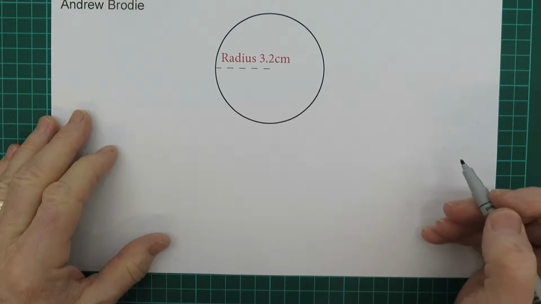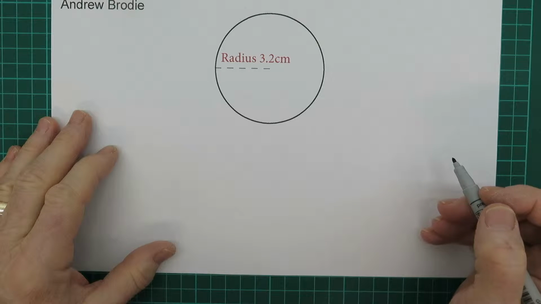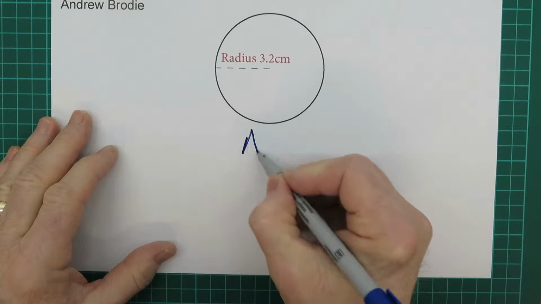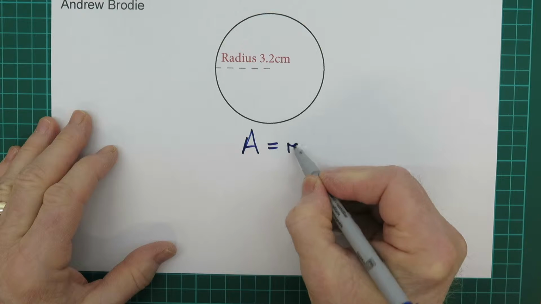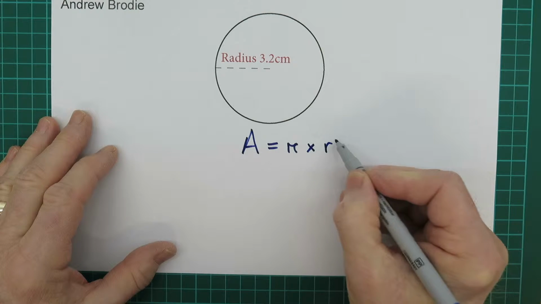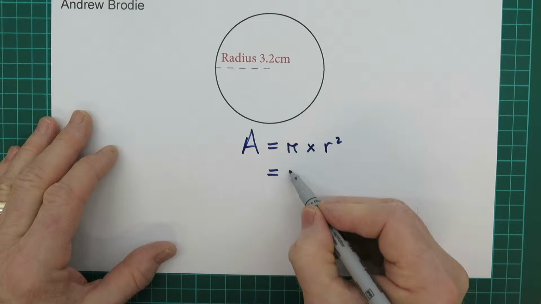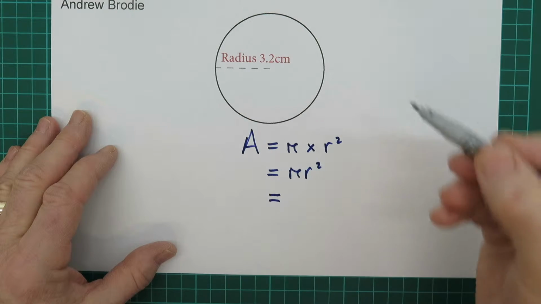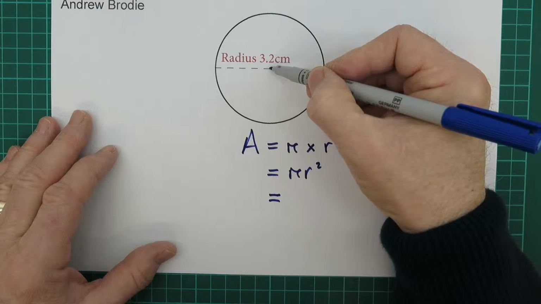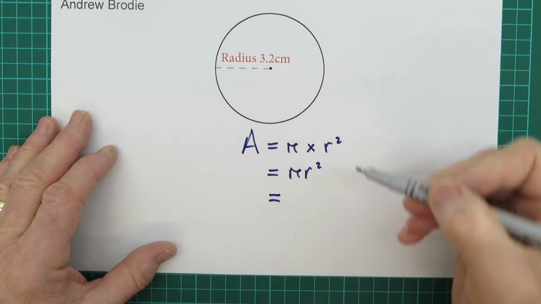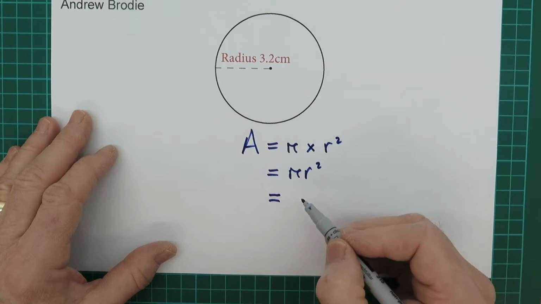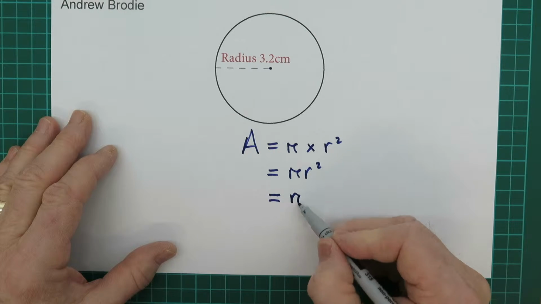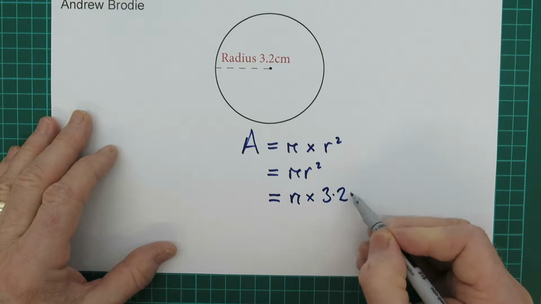Hi. The formula for the area of a circle is given by A for area equals pi times r squared. So we normally write that as pi r squared. And in this case, as we've got a circle of radius 3.2, so from the center to the circumference is 3.2 centimeters, we're going to type into the calculator pi times 3.2 squared.